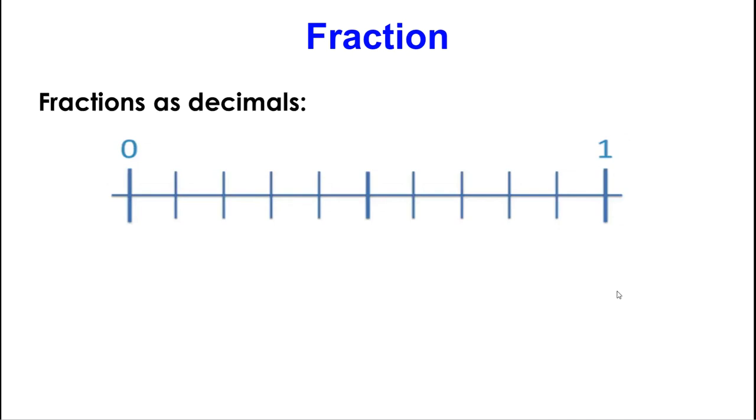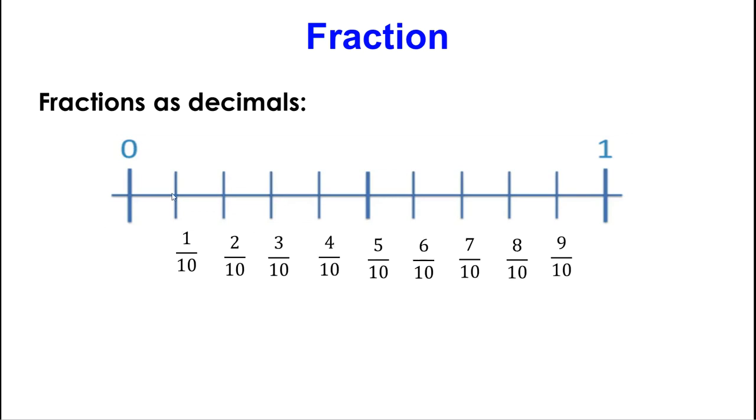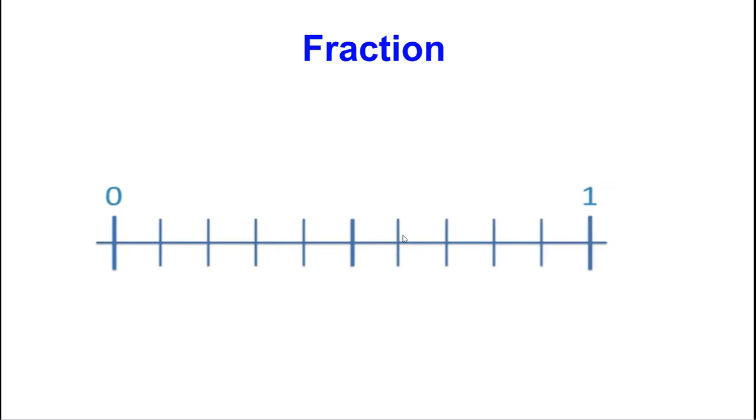Fractions as decimals. As we saw before, we can divide the number line into 10 equal parts. We can say 1/10, 2/10, 3/10, and so on. The number line can also be shown with decimals. So 1/10 is equivalent to 0.1. 2/10 is equivalent to 0.2. 3/10 is equivalent to 0.3. 4/10 is equivalent to 0.4. 5/10 is equivalent to 0.5, and so on.